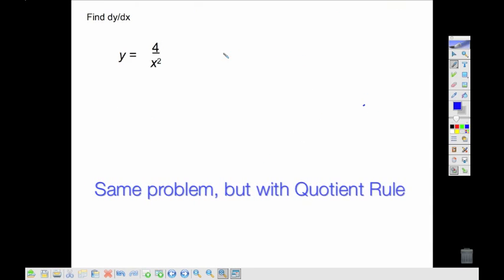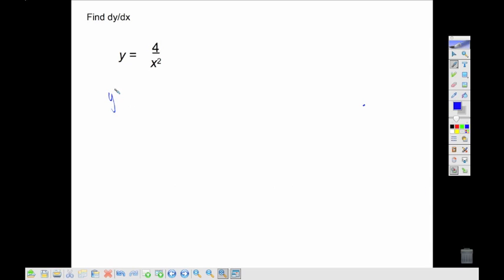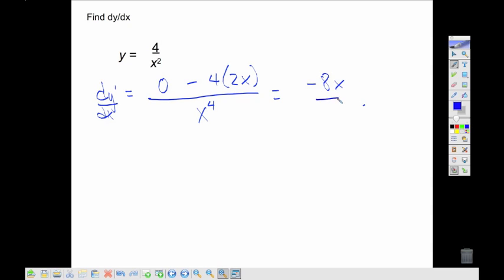Now we can see how this is derived if we also solve it using the quotient rule. So if I'm using the quotient rule, my dy/dx will be equal to the derivative of the top, which is 0, times the bottom, minus the top times the derivative of the bottom, and then over the bottom squared, which will give me x to the 4th. That is going to give me negative 8x over x to the 4th, which gives me negative 8 over x cubed, which is what we got using the negative power rule. So notice, our exponent basically increased by 1 to third, and we multiply the top by that negative 2.